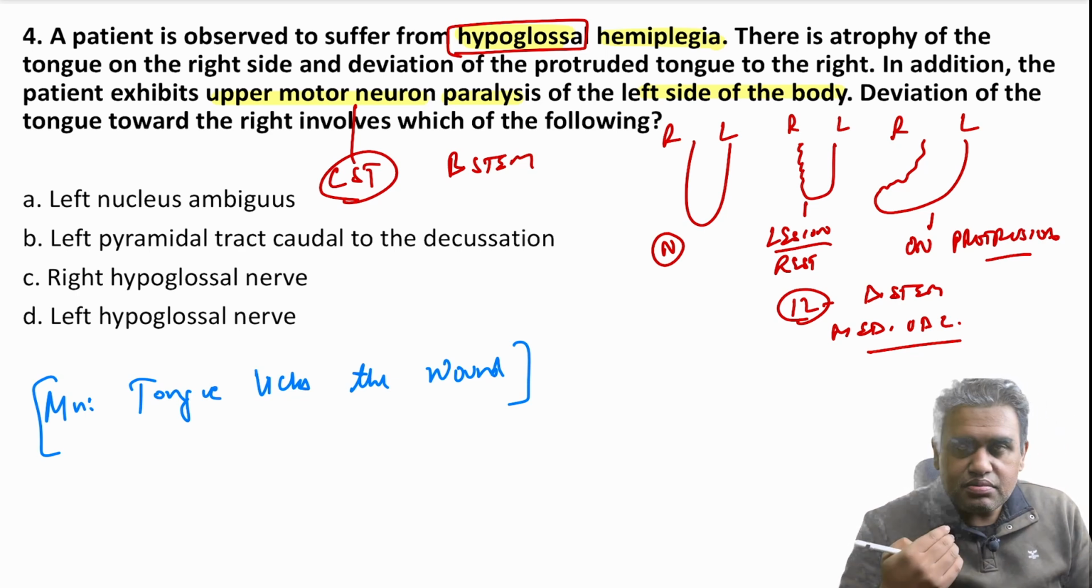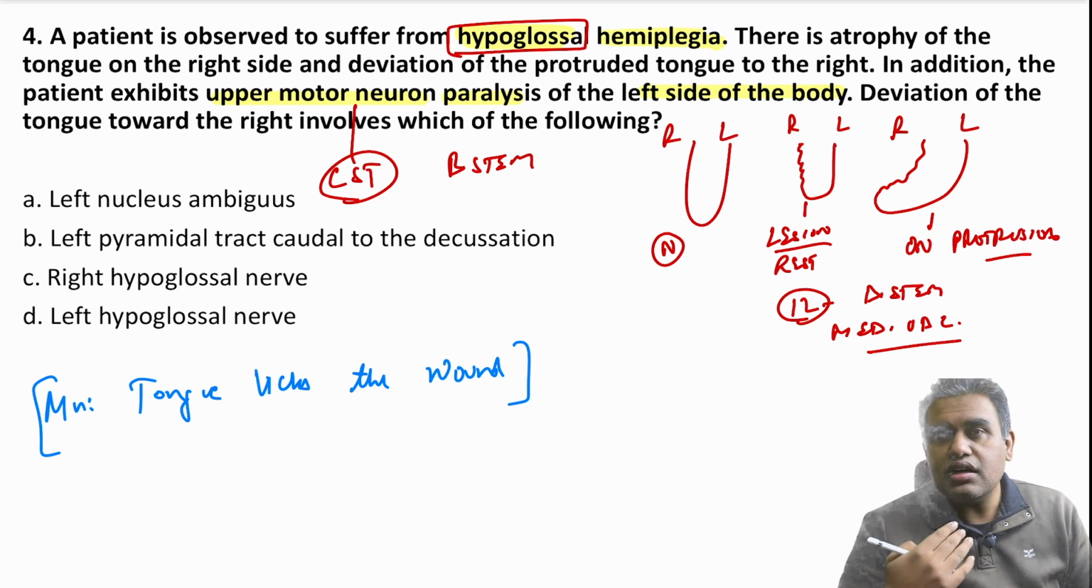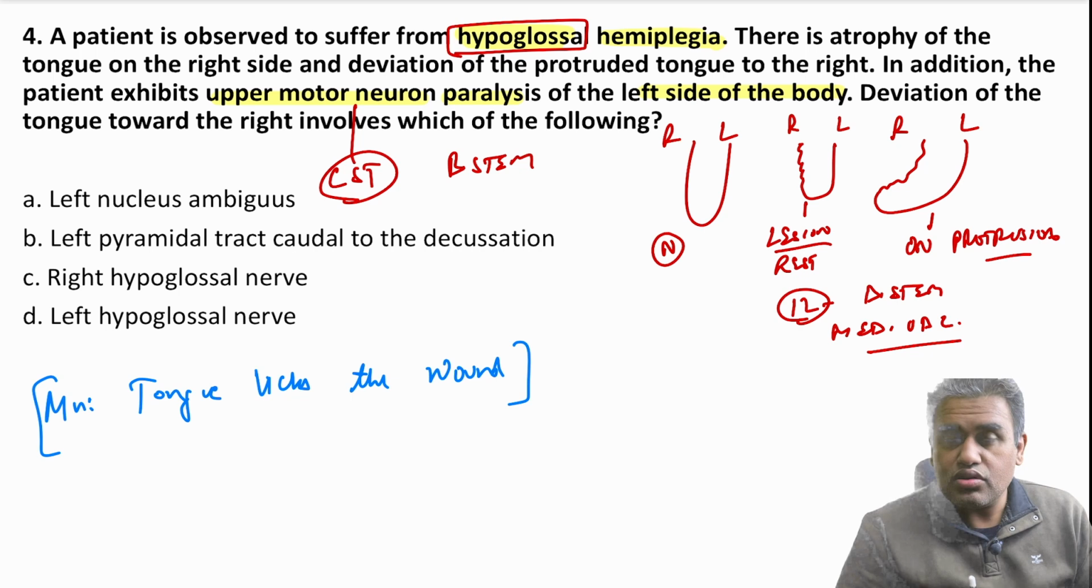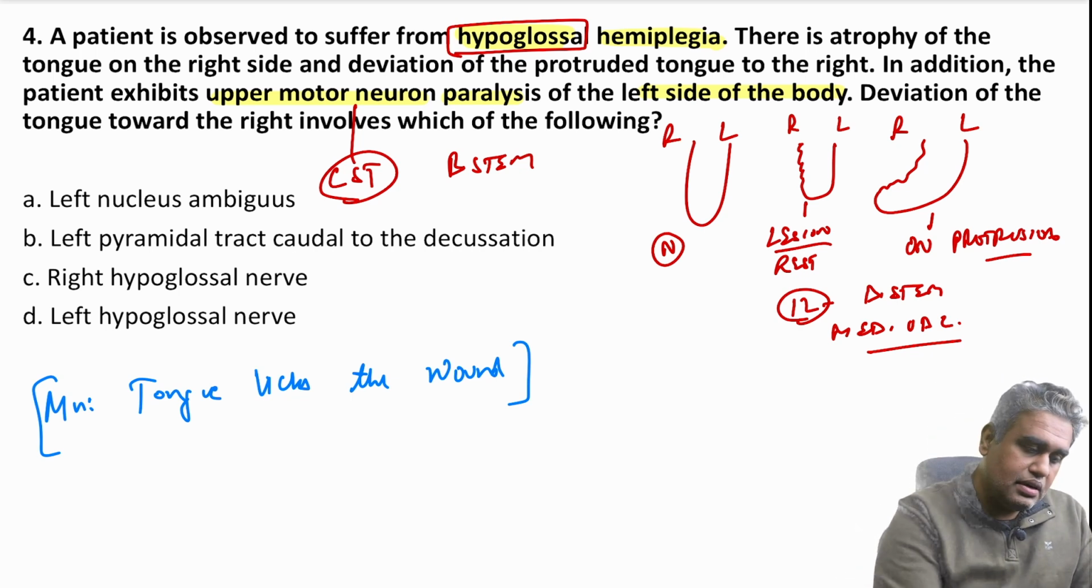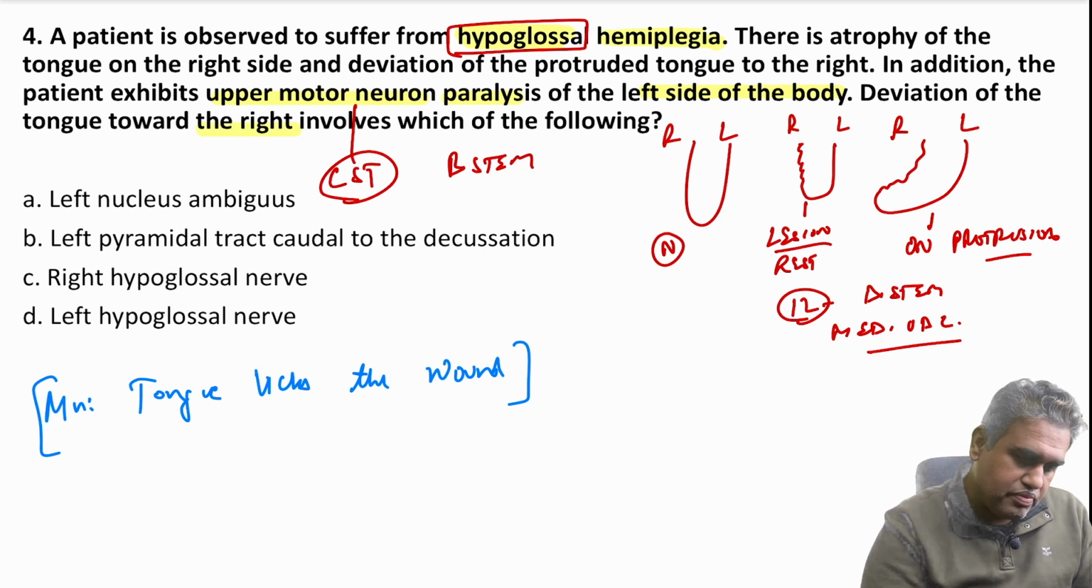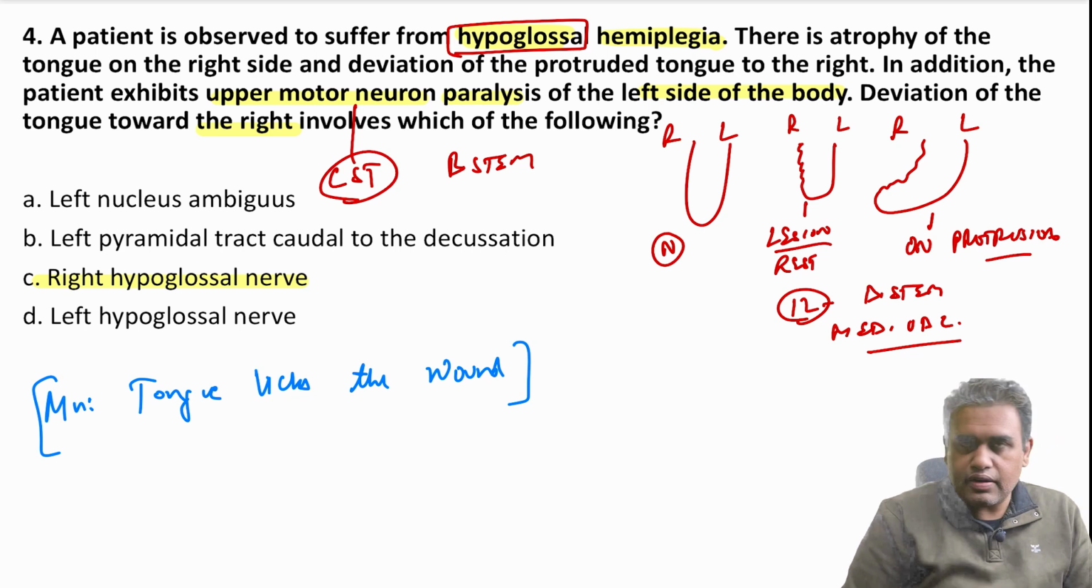अगर टंग राइट में आ रही है, इसका मतलब है कि राइट साइड की हाइपोग्लॉसल नर्व डैमेज है. That is why the tongue is going to the right side. The tongue is going to the right side, it means the right hypoglossal nerve is damaged. And they ask very simply, tell me the reason of deviation of the tongue to the right side. आप सीधे बोलिए right hypoglossal nerve is the reason. Option number C over here.